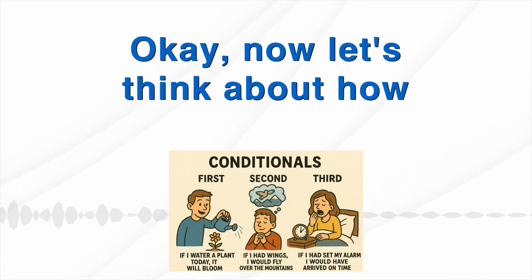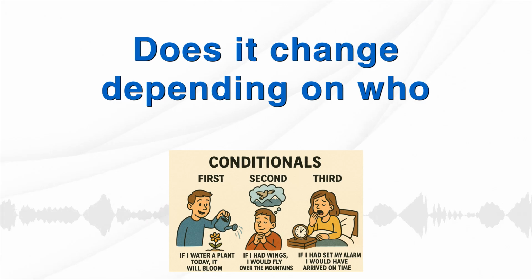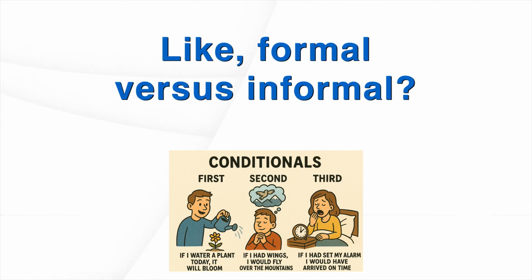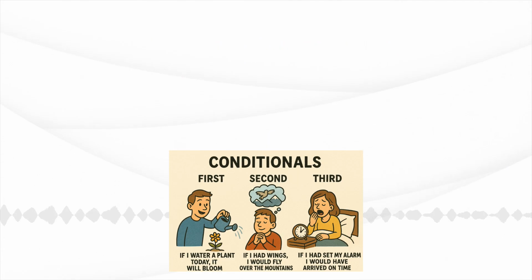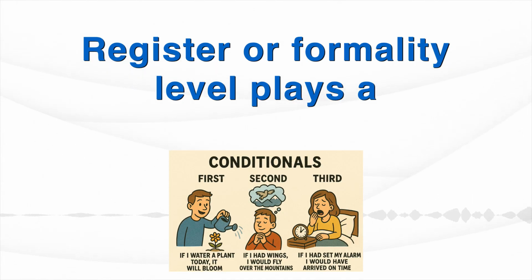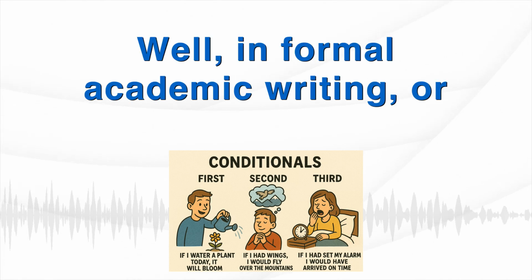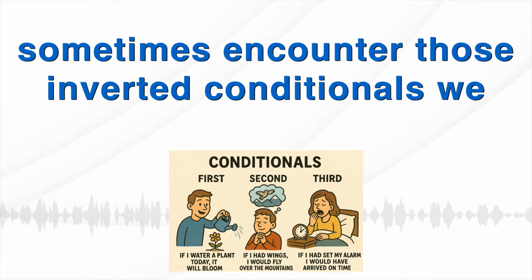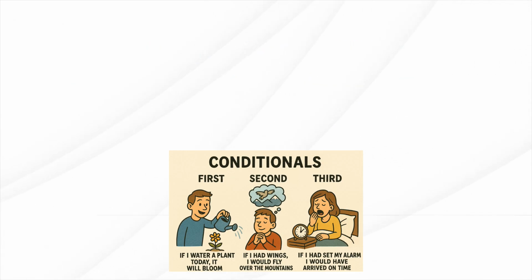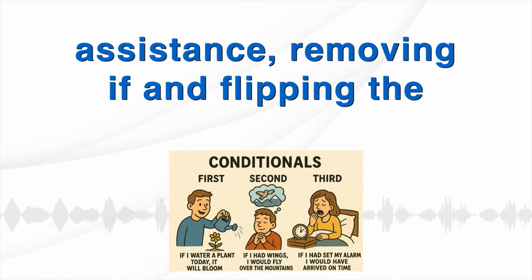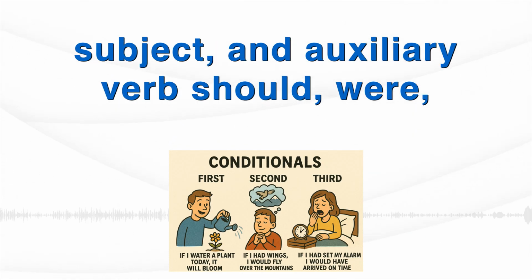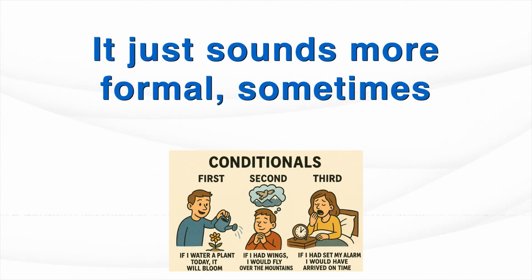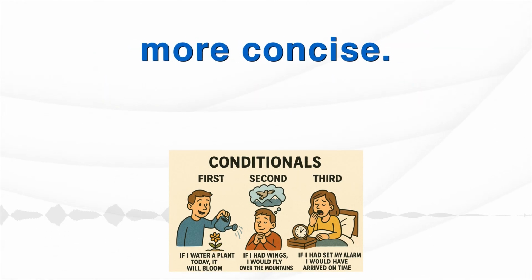Yeah. Okay, now let's think about how we use them. Does it change depending on who we're talking to, like formal versus informal? Oh, absolutely. Register or formality level plays a big role. How so? Well, in formal academic writing, or perhaps very formal business communication, you'll sometimes encounter those inverted conditionals we mentioned. Right, like "should you need assistance?" Exactly. Instead of "if you should need assistance." Yeah. Removing if and flipping the subject and auxiliary verb, should, were, had, it just sounds more formal, sometimes more concise.